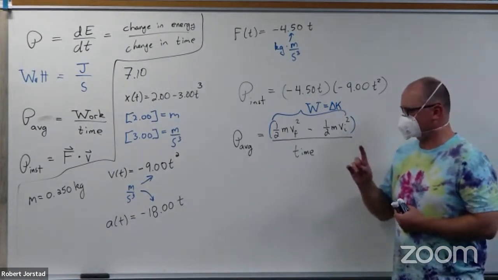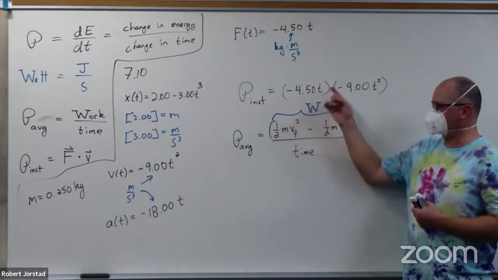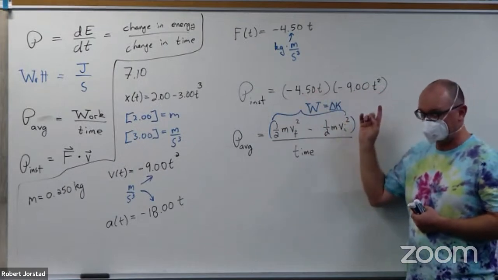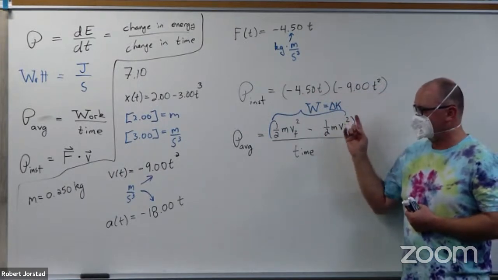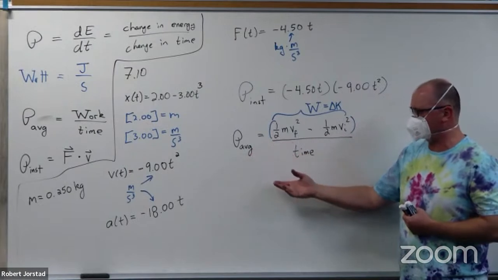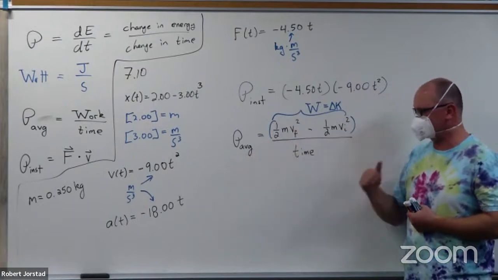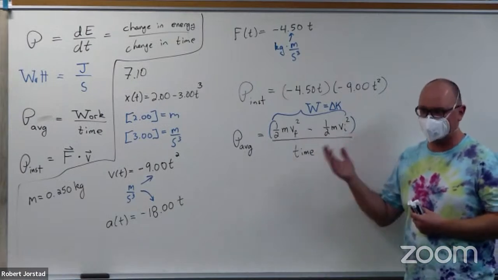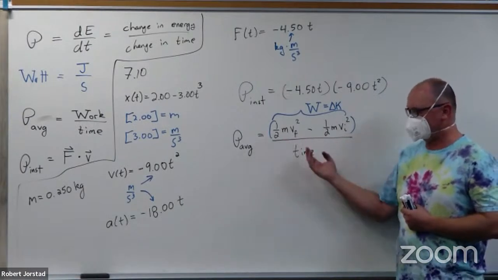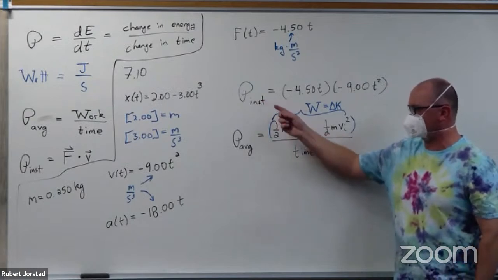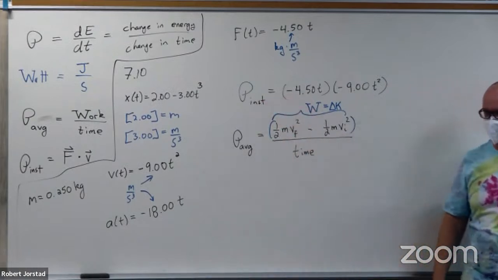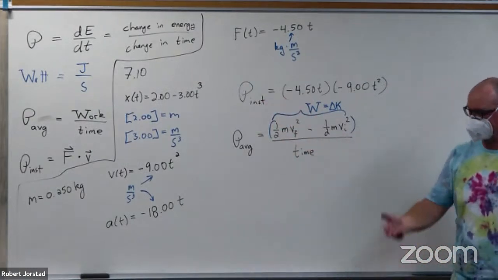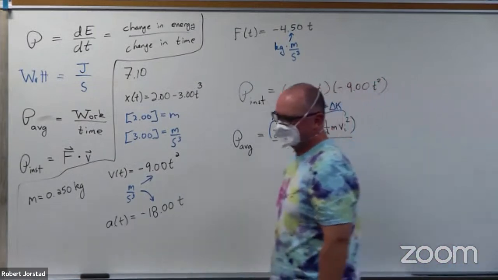Now, what's interesting is at any one instant, the power is this complicated nonlinear function. We could get the average power by saying, what's the final speed? What's the initial speed? How long did it take? And you punch it into this formula and you'll get a different answer. This is a good number if you want the average. That's a good number if you need the power at one specific instant. Got it?